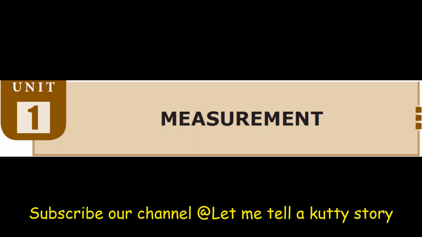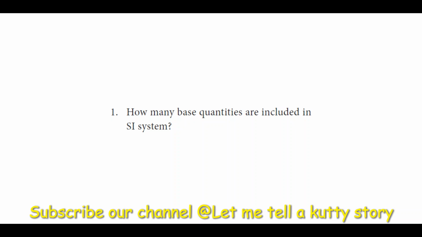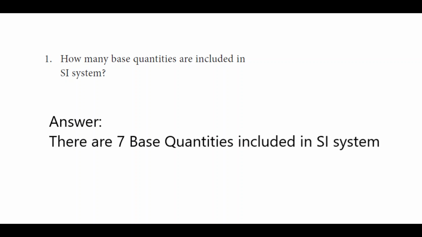This is the 6th part, text in the textbook exercises. Answer very briefly. The first question is, how many base quantities are included in SI system? Answer: there are 7 base quantities included in SI system.